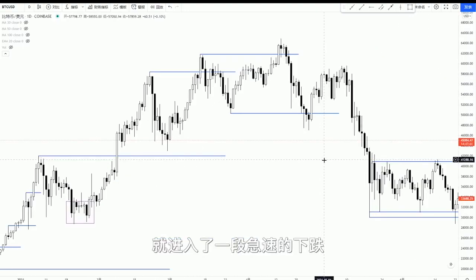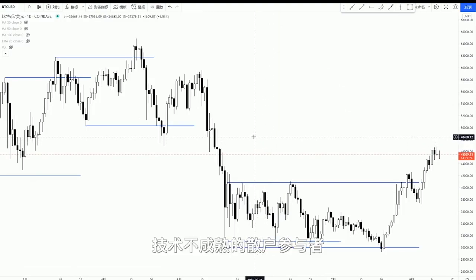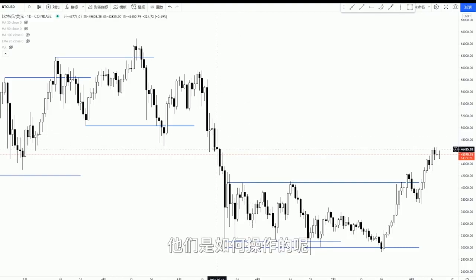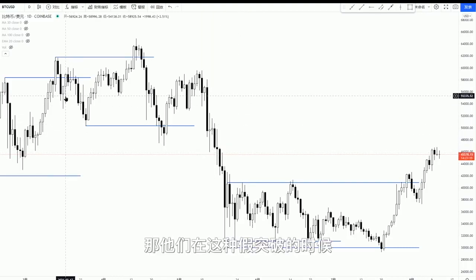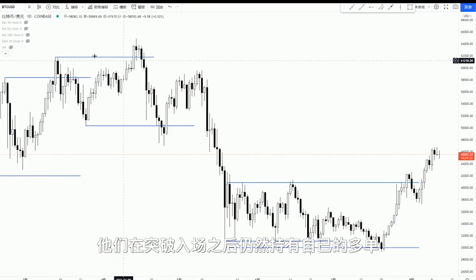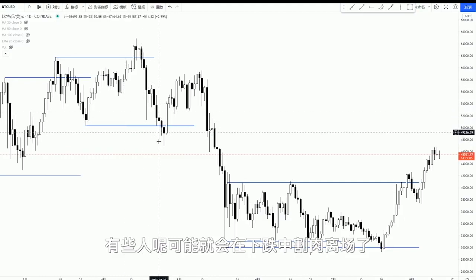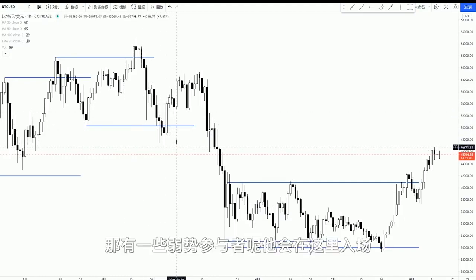So when they do this fake breakout, they don't recognize that it's a sign that the bull trend is running out of energy, and they keep holding on to their multiple orders after the breakout entry. If you keep carrying it, some of you might get out of the market on the downside. What about some of the weaker players who are going to get in here at this price? There's no problem getting in here. This down could bring about a trend reversal, or it could bring about a sideways range, so there's no problem getting in here.